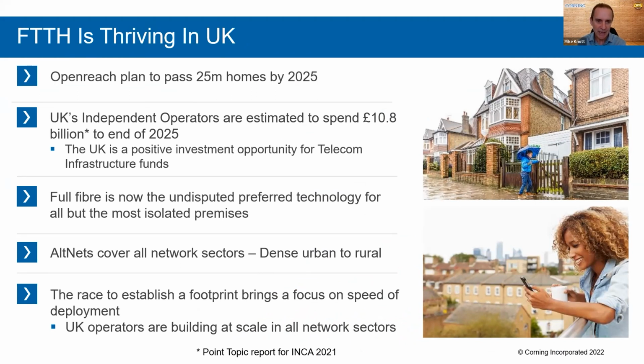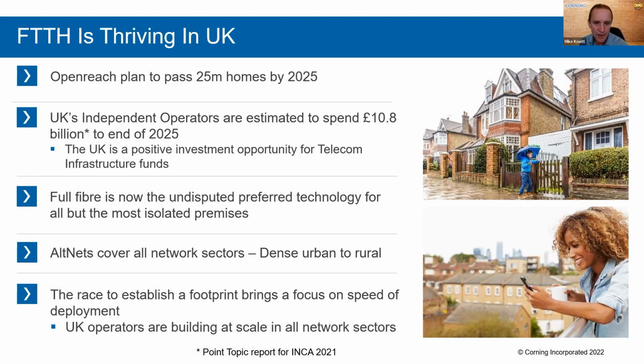Part of the reason they're doing that is in response to the independent operators, the AltNets. They're estimated to spend about 11 billion pounds to the end of 2025 on alternative fibre to the home networks. So the UK is definitely a positive investment environment for telecom infrastructure funds. And when these operators do build networks, they are full fibre networks. It's really the undisputed preferred technology.